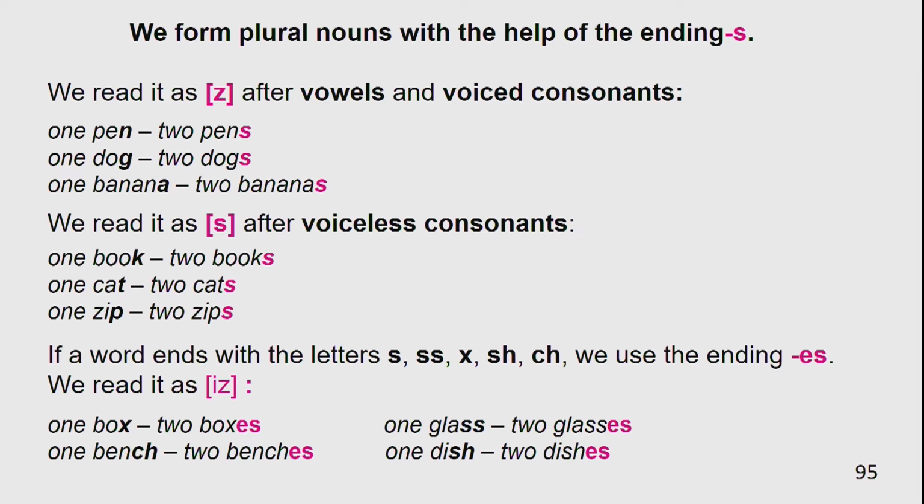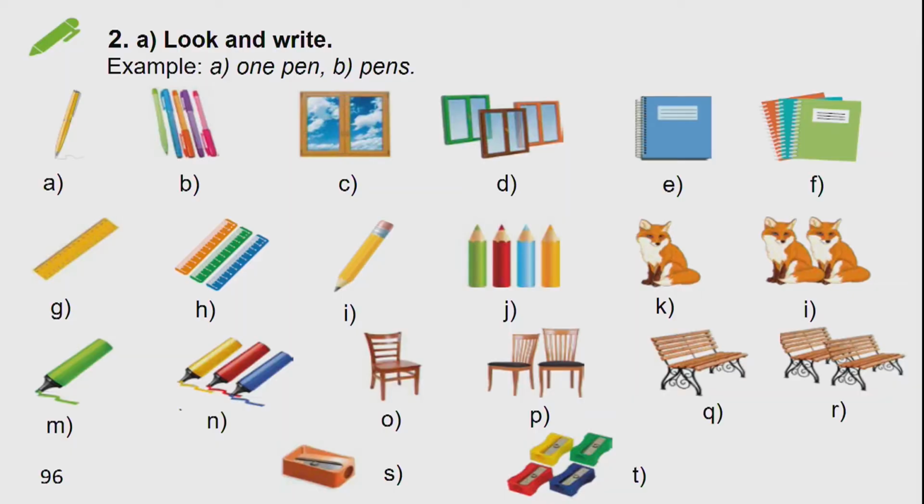1 dish, 2 dishes. Okay, guys, open your books on page 96 and look at exercise 2a. Here are 20 pictures. You look at the pictures and you write what you see in your copybooks. For example, look at picture A. We say 1 pen and we write 1 pen. Then look at picture B. Is it 1? No. So write pens in your copybooks.